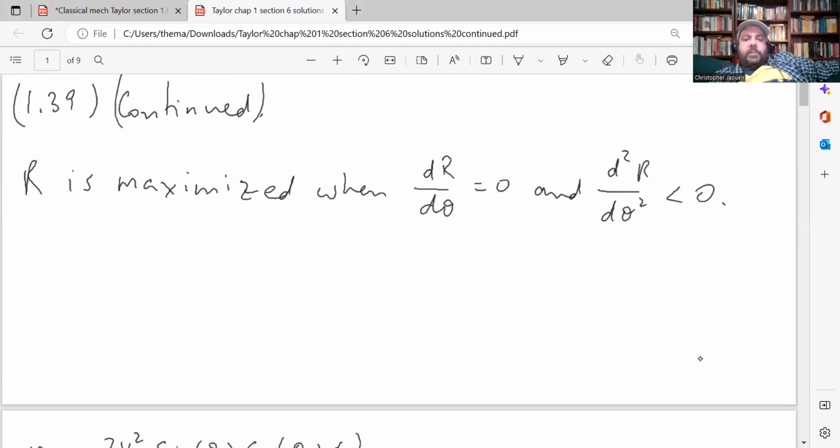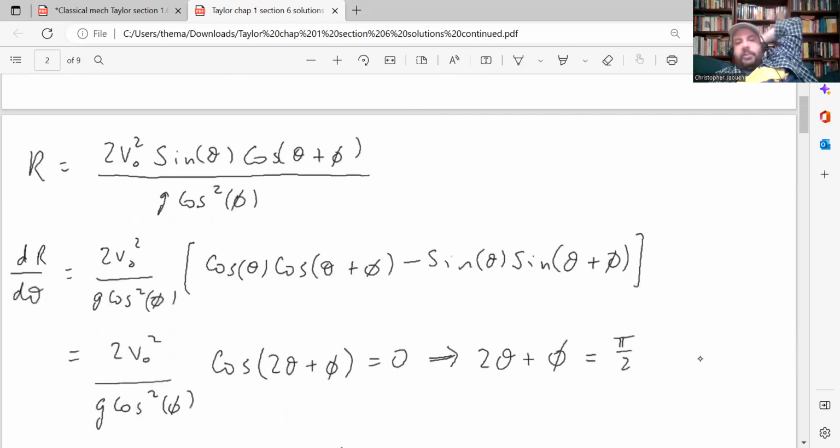So R is maximized when the derivative of R with respect to theta is 0, and where the second derivative is negative, meaning that you have a turning point and it's concave. The function's concave down at that point, right? That's when you get a maximum, if you remember back to your Calc 1 stuff. All right, so that's all I did.